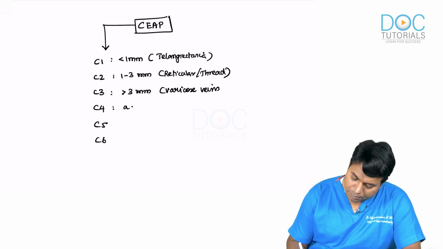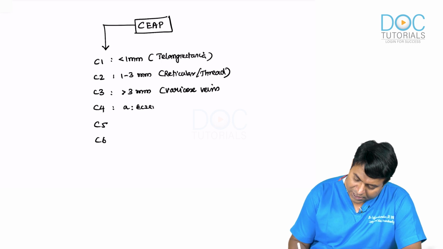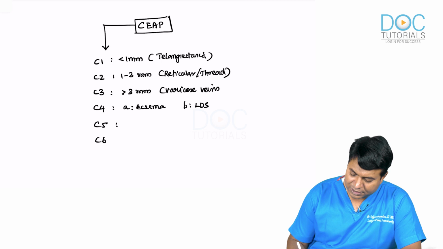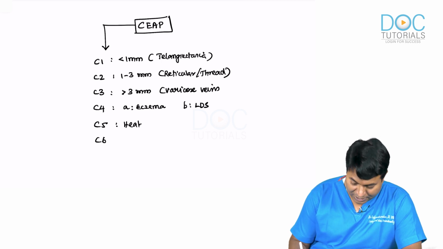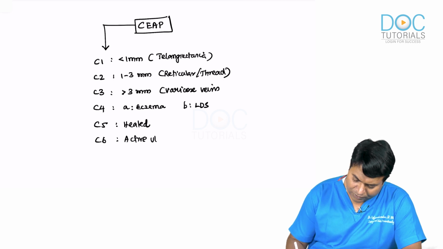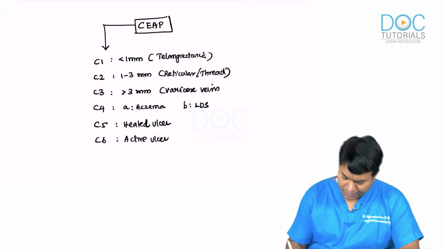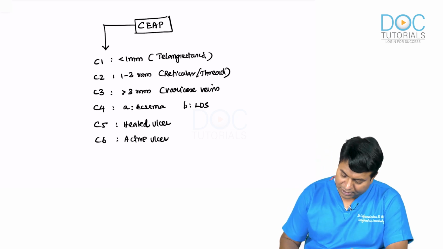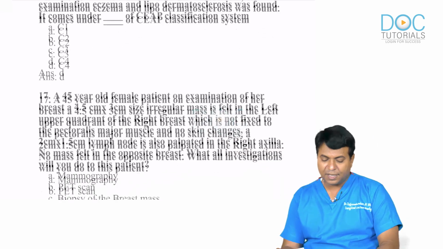C4: A is eczema and pigmentation, B is lipodermatosclerosis. C5 is healed ulcer. C6 is active ulcer. Very simple classification. Please don't forget this. So the answer here is D.